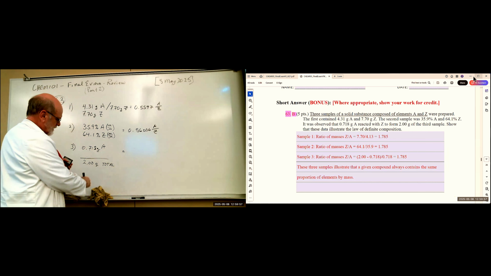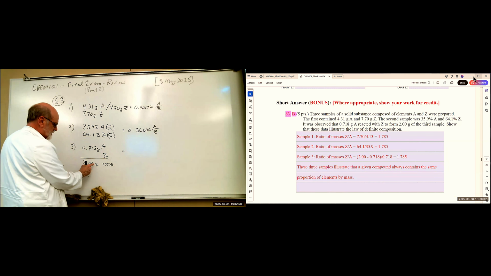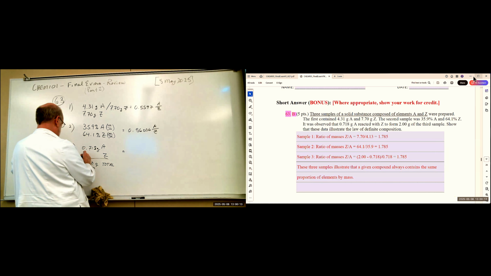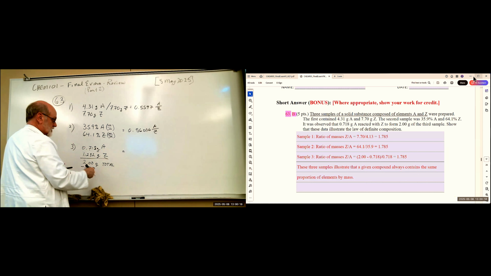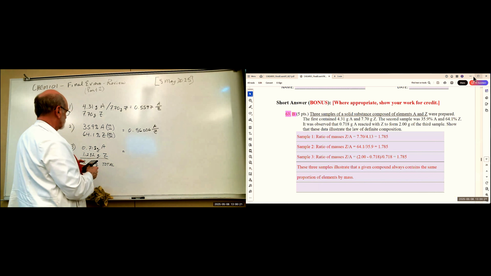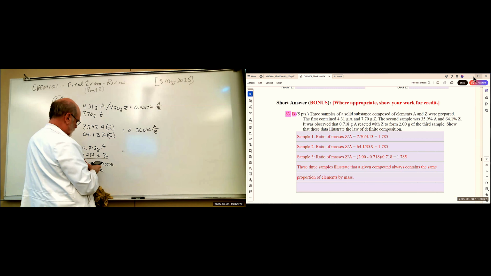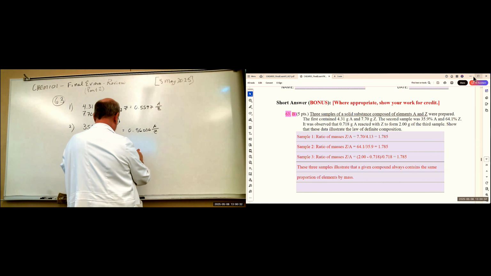How about this ratio? That's the total. So what's the Z amount? The Z amount is this one minus 0.718, which is 1.282. Now we can do the ratio of A to Z. That's right. 0.718 divided by 1.282, and that's 0.56006 A to Z.